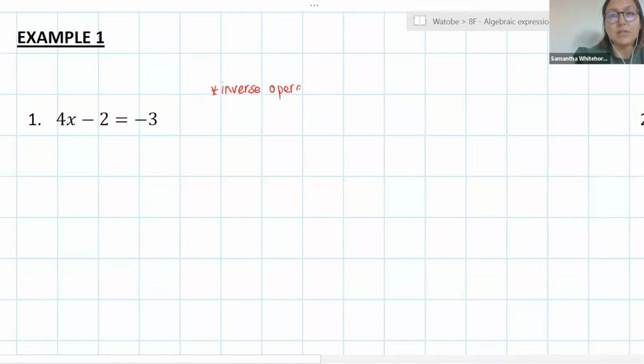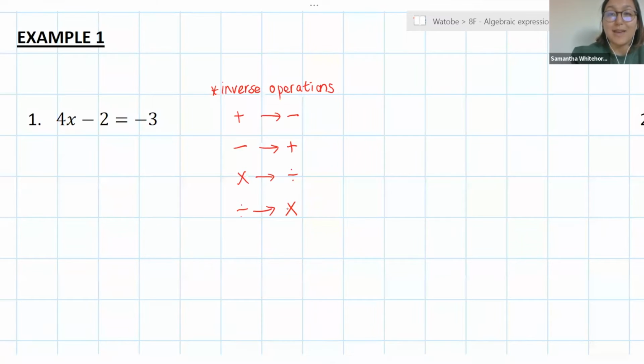What that means is when we solve an equation, we want to do the opposite operation to what it originally was. If we had a plus sign originally, we now want a minus. If we had a minus sign, we now want a plus. If we had a multiplication, we now want to divide. And if we had a division, we now want to multiply. That's really important to know because when we solve this equation, we're going to have to use these inverse or opposite operations.